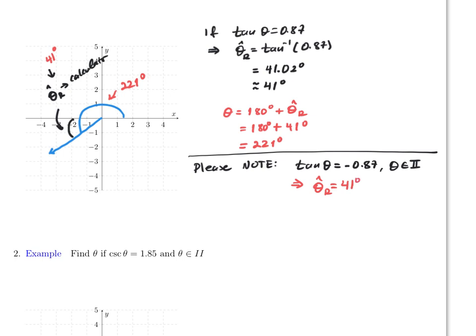But since we're in the second quadrant now, the angle that you need is this one. So this will be theta. And remember, this will be the reference angle. So if theta was in the second quadrant, then theta now will be 180 degrees minus the reference angle, which in this case was 41 degrees. So therefore, the answer will be 139 degrees.